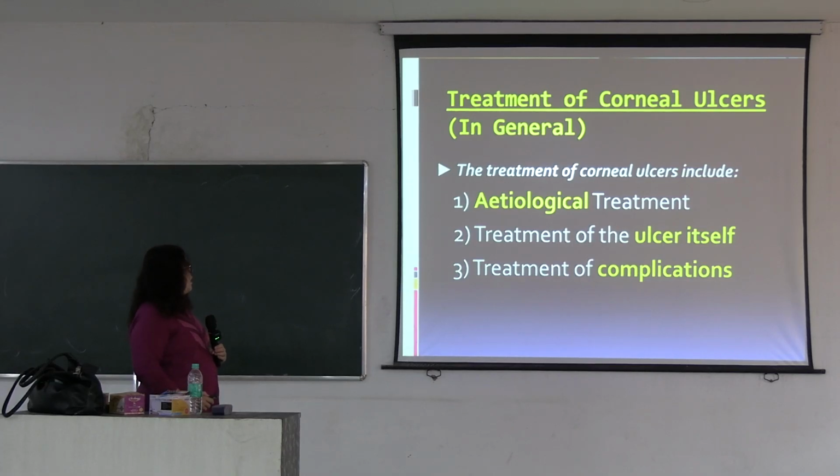Then treatment of the corneal ulcer. Treatment of the corneal ulcer is divided into three groups. First, the cause is treated. Second is the treatment of the ulcer itself, and the third is to treat the complications. What are the complications that occur?